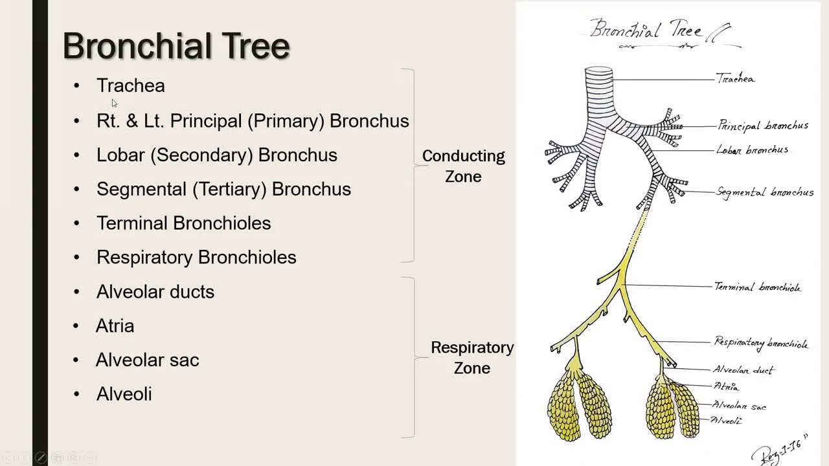So what will be the conducting zone? First of all, trachea, then right and left principal bronchus, which is also called the primary bronchus. Then there will be lobar bronchus. For the right lung it will be 3 and for the left lung it will be 2. Then segmental or the tertiary bronchus, which will be 10 for both lungs. And then there will be terminal bronchiole, and then the respiratory bronchiole, alveolar duct, atria, alveolar sac and the alveoli. So from the respiratory bronchiole to the alveoli, this is the respiratory zone or the respiratory unit.